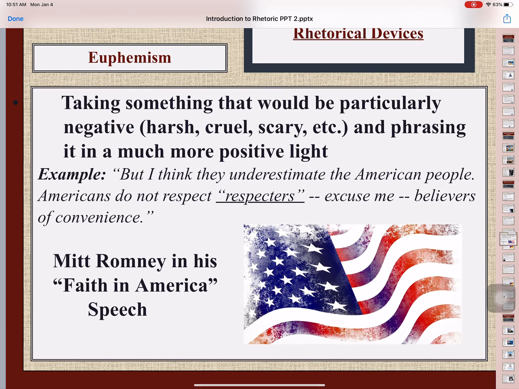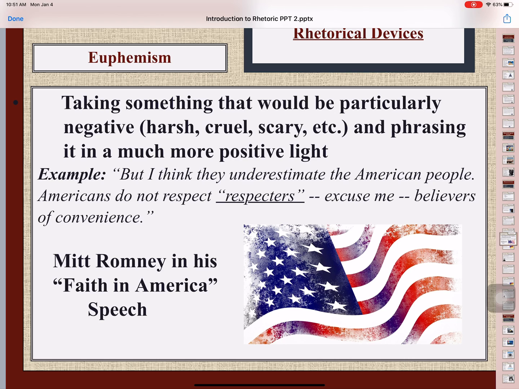Okay, let's take a look at euphemism. Oh my gosh! Let's take a look at euphemism. It's taking something that would be particularly negative or big, perhaps. I don't really like the word negative here. I think euphemism can be a lot of things. Harsh, cruel, scary, but I mean, we say, what the frick? And phrasing it in a much more positive light. Here's an example.